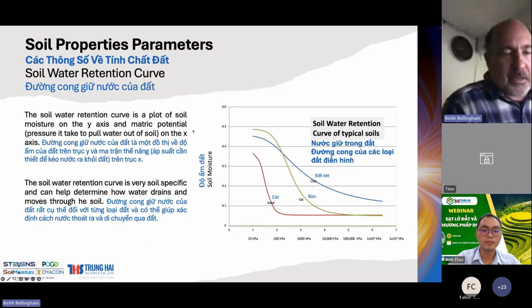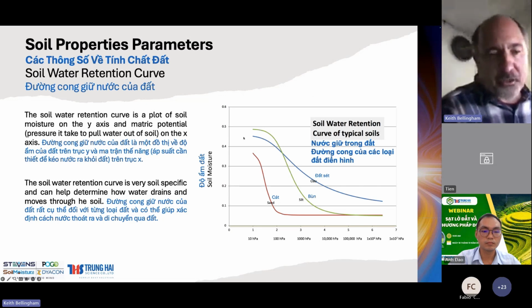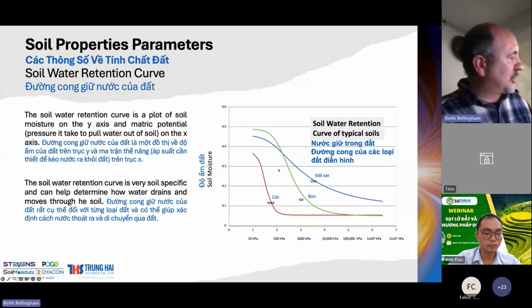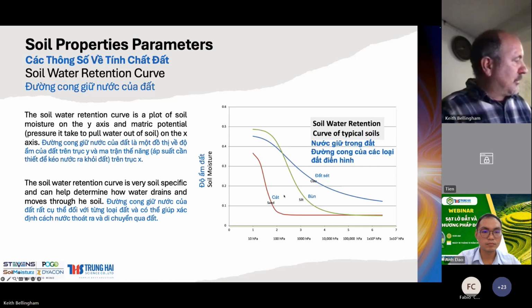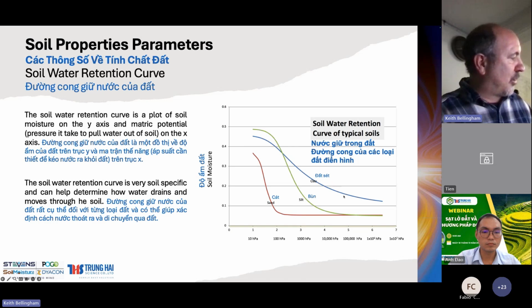So another important aspect of soil hydrology is the soil water retention curve. The soil water retention curve is a plot. It's the soil moisture percentage on the y-axis, and the pressure, or the matrix potential, on the x-axis. If you plot that out, each type of soil has a different curve. We see sand in red here, which has a very different curvature than clay, which wants to hang onto water. As you increase the pressure, the more water comes out.